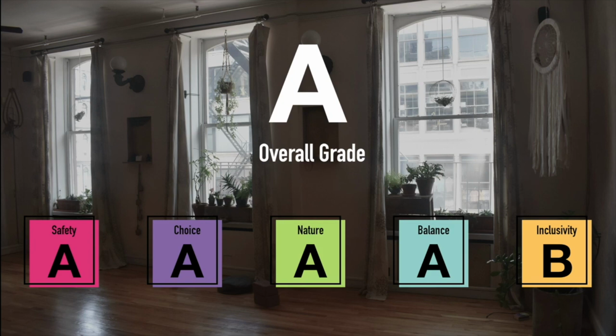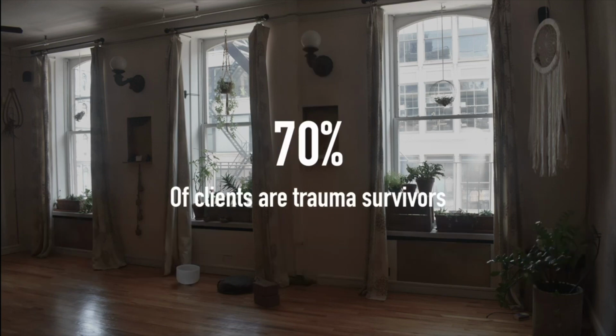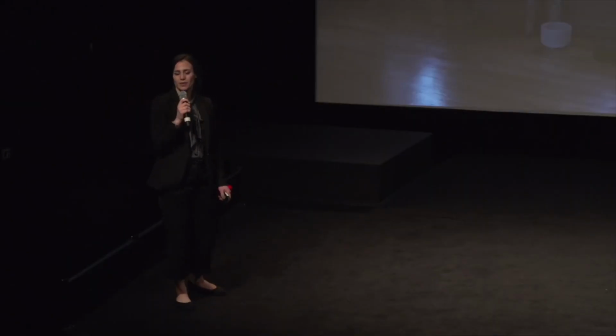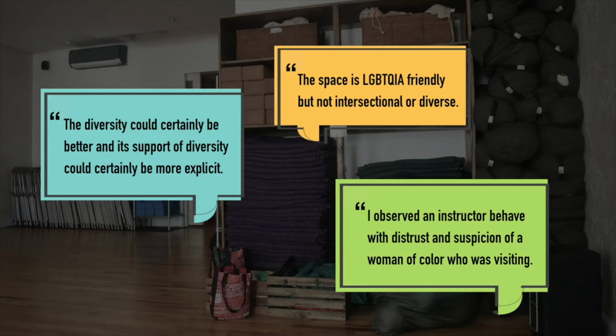So Kula Yoga's overall grade, which is an average of all of the categories, was an A, and they got straight A's in every category except for inclusivity, which they received a B. What was really interesting about this was that 70% of the clients who took this assessment identified as experiencing prolonged symptoms related to trauma themselves. Some of the feedback that the clients gave was about language being used in the space, especially by staff and instructors, that they felt was insensitive to their gender expression and their race.